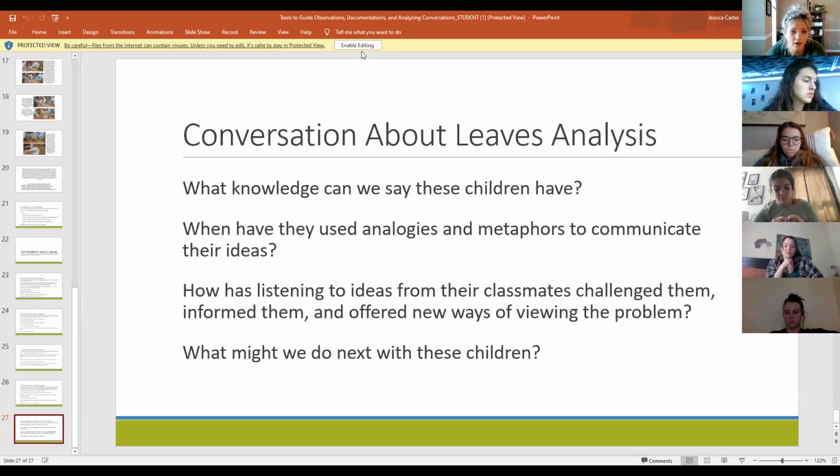All good ideas for how we might carry this further. But the point of this is to show that the work we're doing with children, we want it to be based on the work that children are naturally doing on their own. So they're having these conversations and ideas, trying to figure out what's happening to the leaves when they curl up and fall off the trees.